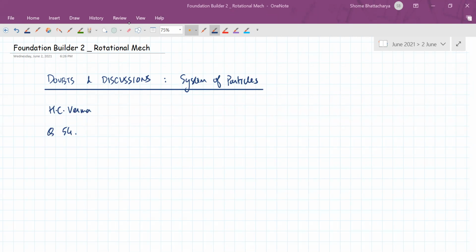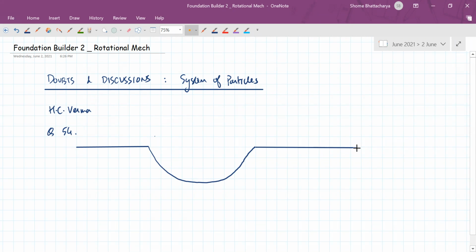Okay, so question 54 has this kind of a situation. We have a smooth horizontal surface, which ends in a curved surface like this, which again becomes a horizontal surface like this. Now from here, a block of mass m is pushed. It slides down this frictionless surface, and at the bottom of the surface there's a block B which has mass 2m.